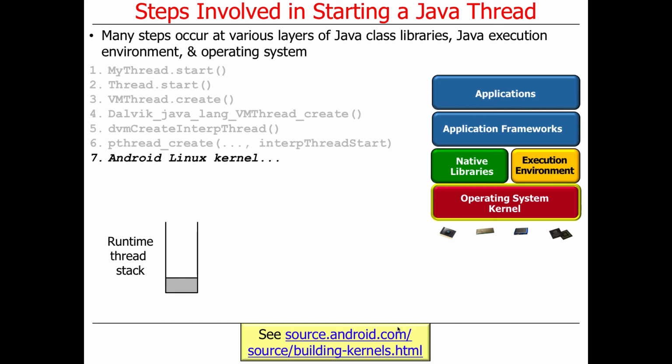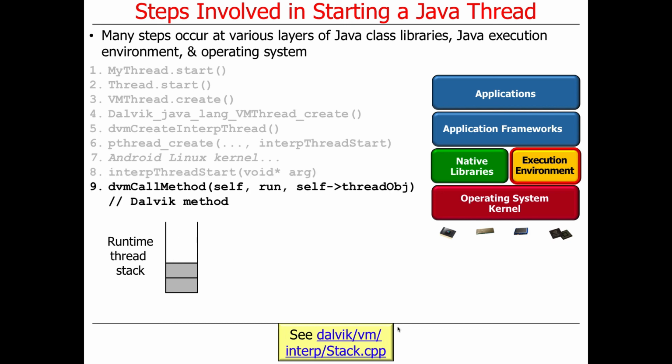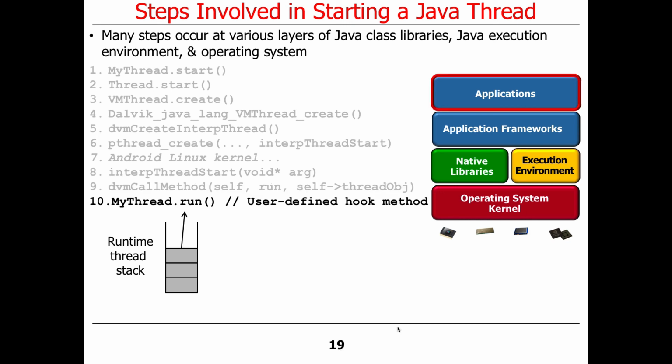That's a whole other path. That's probably actually where 99% of the time is spent. We are not going to go through that code, but if you're really, really feeling masochistic, you could always read all the code here. This is the Android source code to see what it does under the hood. At some point along the way, the code will call back to something in the execution environment of Android, such as interpThreadStart, which is an adapter. And that will call dvmCallMethod, for Dalvik Virtual Machine call method, passing in the object and the context for it to run. That will finally end up calling back the run hook method on the thread that you originally started.